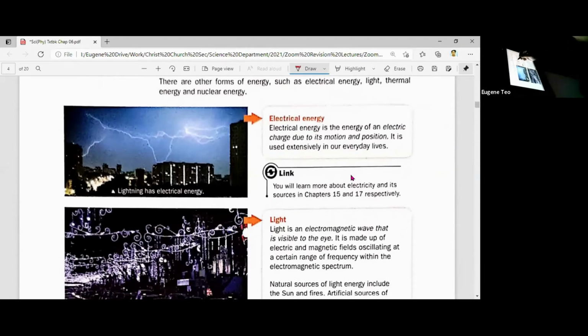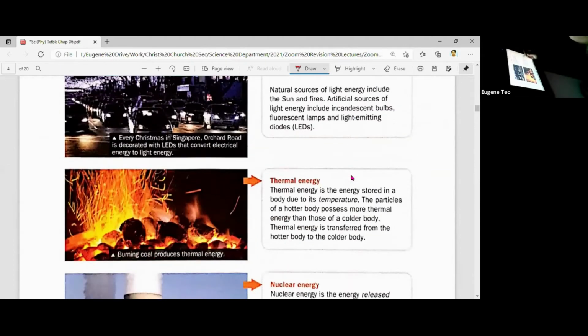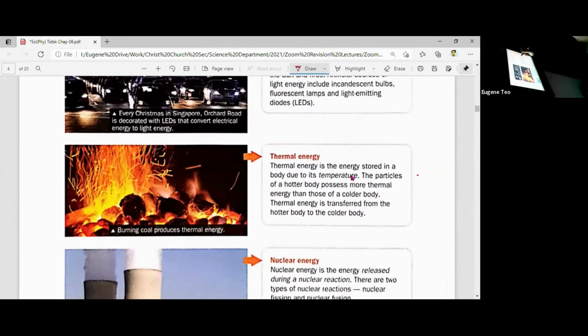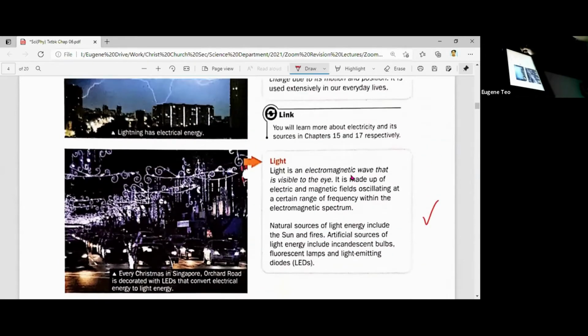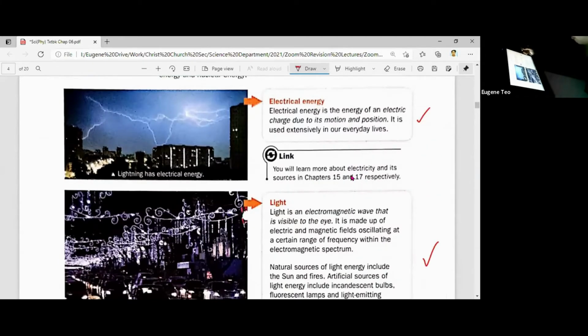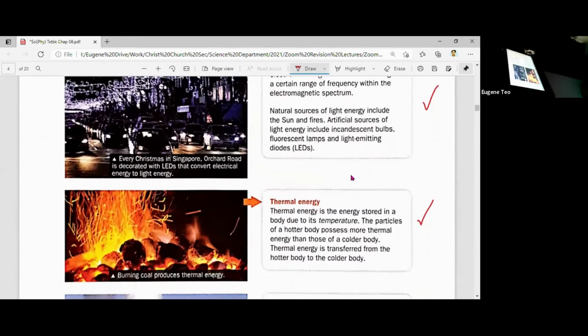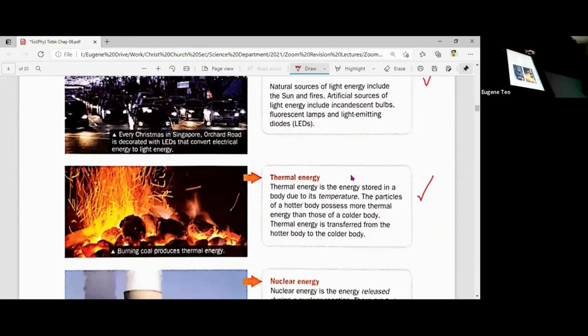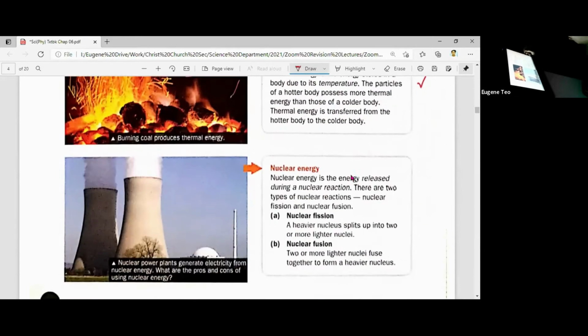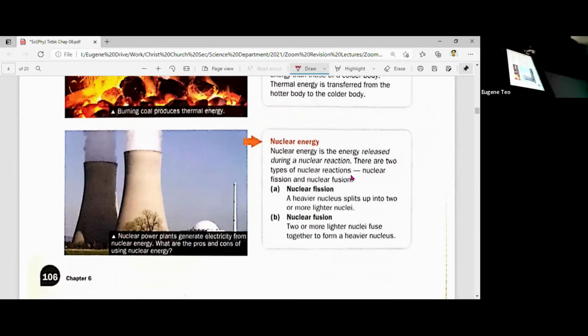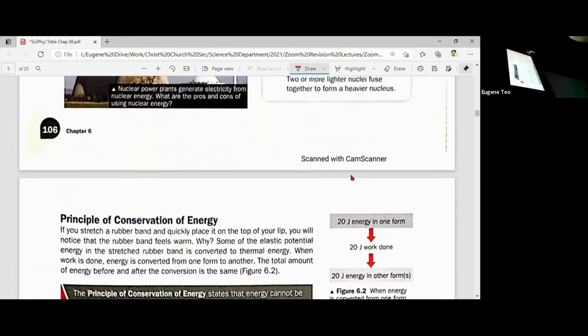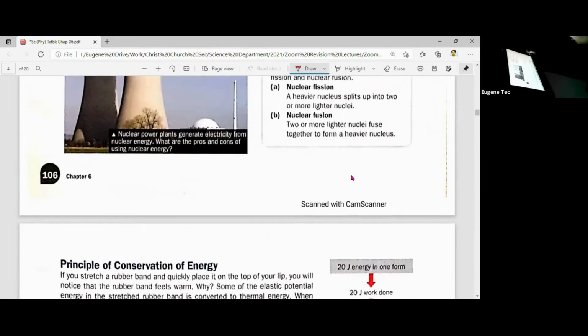The other few, we also have electrical energy, light energy, thermal energy, nuclear energy. You realize that for thermal, light, and electrical, we study quite a fair bit of details. These are just the other various forms of energy. But in terms of calculation, in this chapter, work, energy, power, key idea here, you need to learn how to calculate KE, GPE, and work done, which we'll cover later. So those are the various forms of energy.